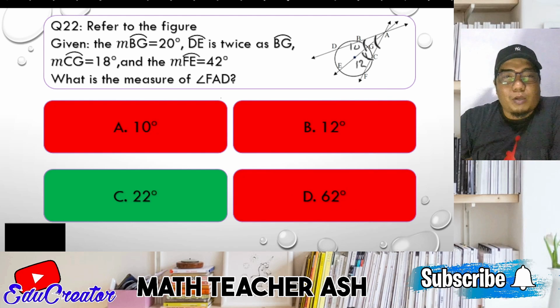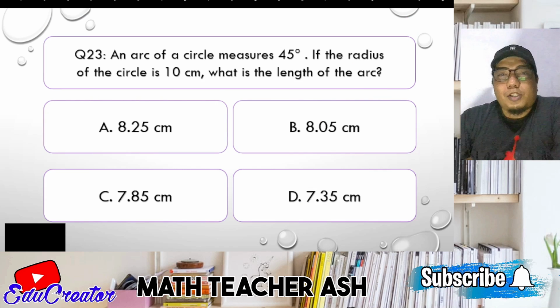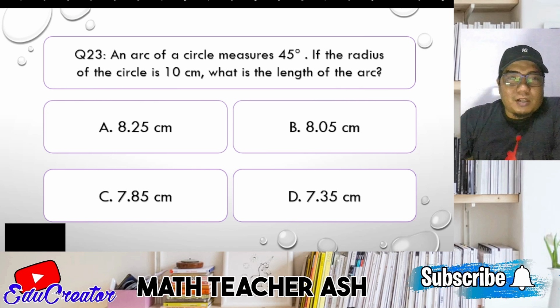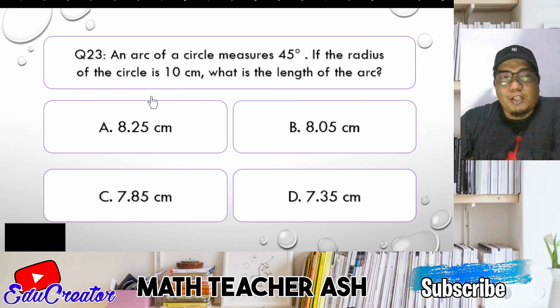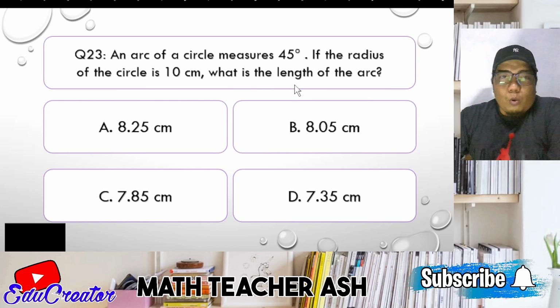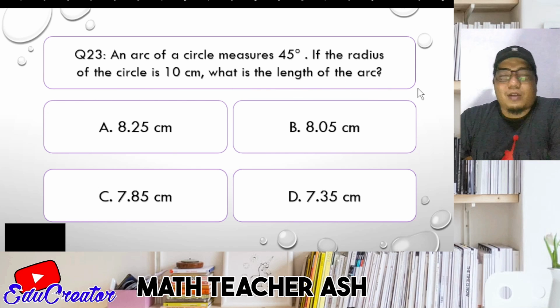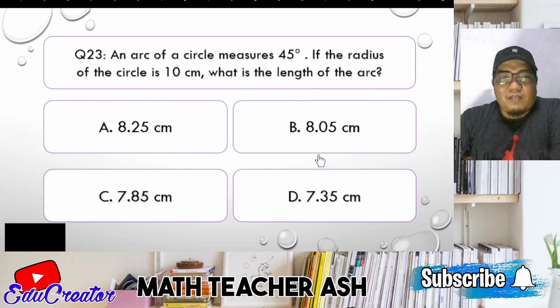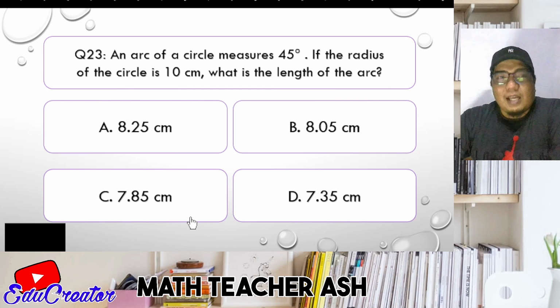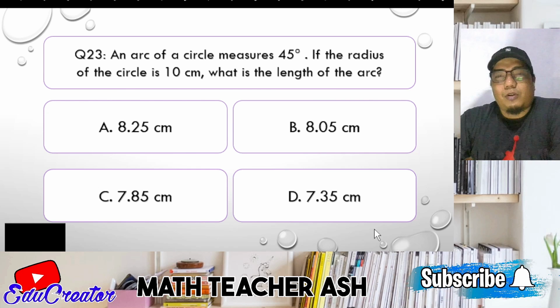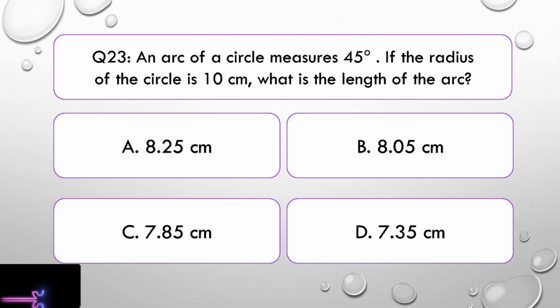Now, let us go to question number 23. An arc of a circle measures 45 degrees. If the radius of the circle is 10 centimeters, what is the length of the arc? Is it A, 8.25 centimeters, B, 8.05 centimeters, C, 7.85 centimeters, or D, 7.35 centimeters? I'll give you 5 seconds to answer this question.